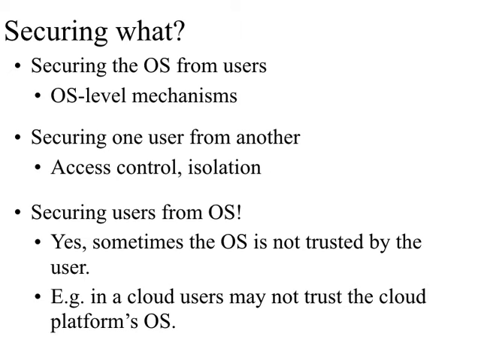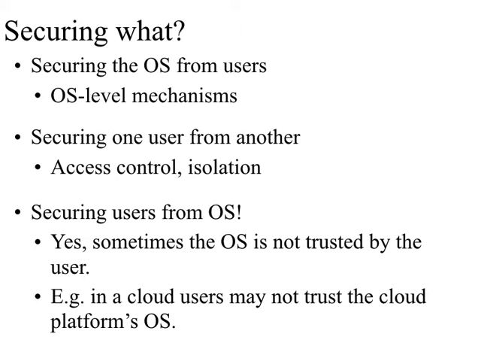Next, you might want to protect one user from another user in the system. We do this by means of enforcing access control and isolation among the users. For example, different users have their own file system, directories, files, and so on. Different users, when they run their process, have their own address spaces. And operating system's role is to enforce the isolation across users and their processes.